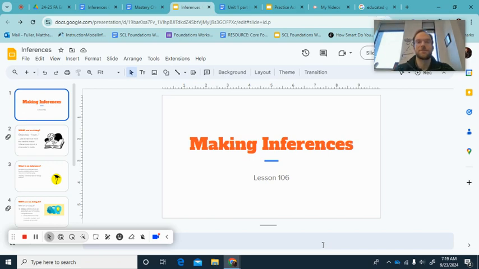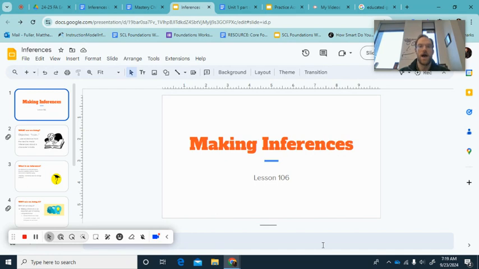Welcome to our lesson about inferences. This is lesson 106 on our progress tracker. The story that this lesson is going to go with is Lamb to the Slaughter by Roald Dahl. We can find it in our textbooks. And this is one of the last two lessons in Unit 1, Part 1.